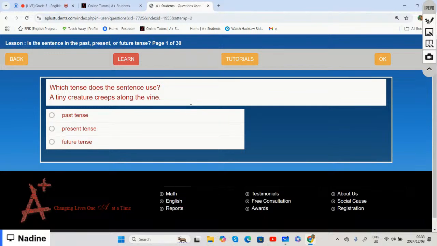And now it says, which tense does the sentence use? We're going to have to say if it's in the past tense, present tense, or future tense. It says, a tiny creature creeps along the vine. We need to say that word creeps, based on the sentence, is it in the past tense, option one, in the present tense, option two, or in the future tense, option three? Which one is correct?